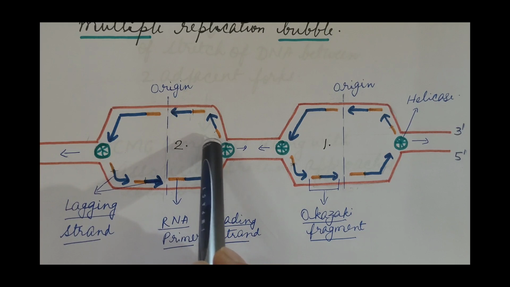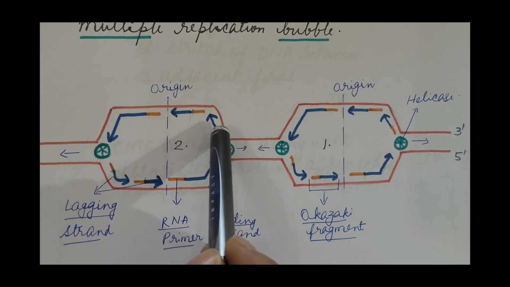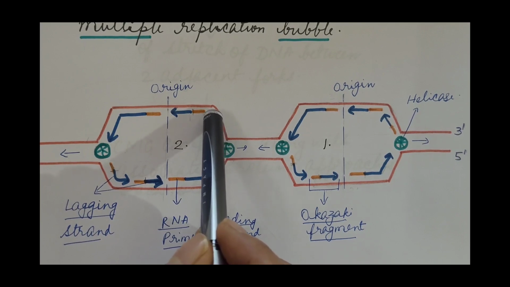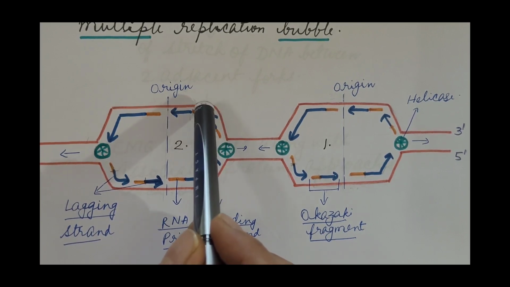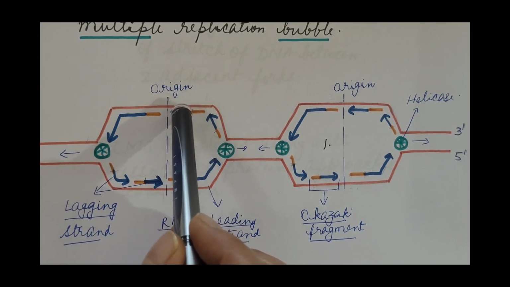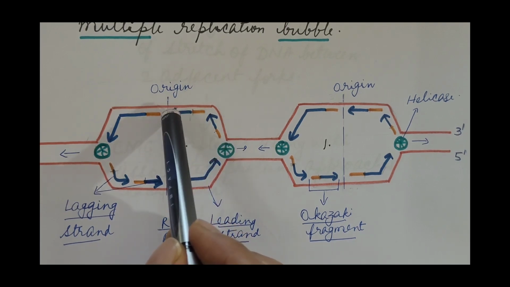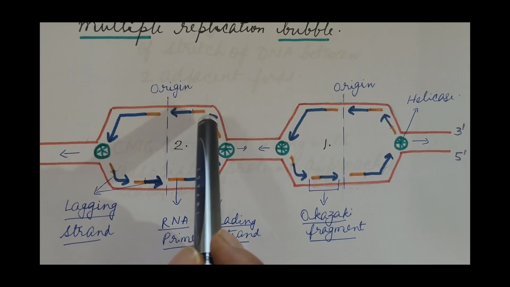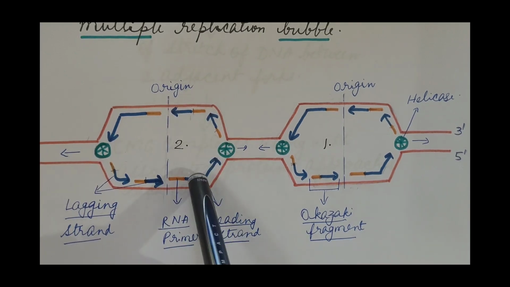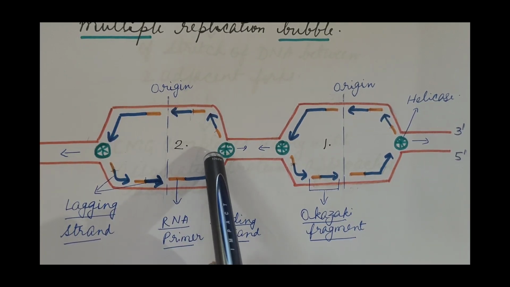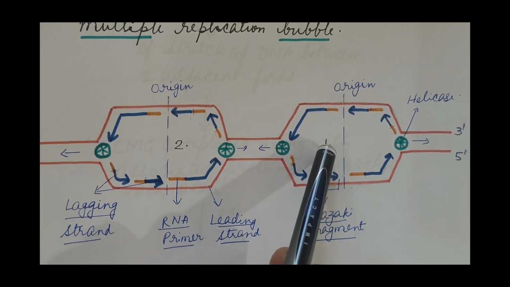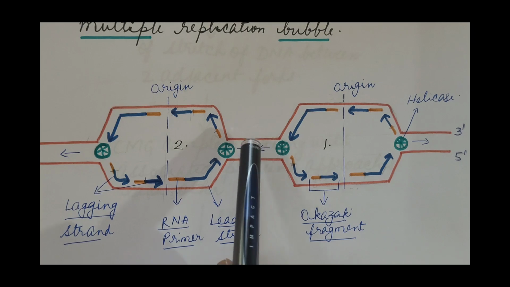In the case of the lagging strand, as it is synthesized in the form of Okazaki fragments, this Okazaki fragment will reach the 5' end of the previous Okazaki fragment. This is the 5' end and this is the 3' end. In this way, the process continues. Similar will be the case where the leading strand of this replication bubble reaches the lagging strand of the first replication bubble. So what is actually happening?